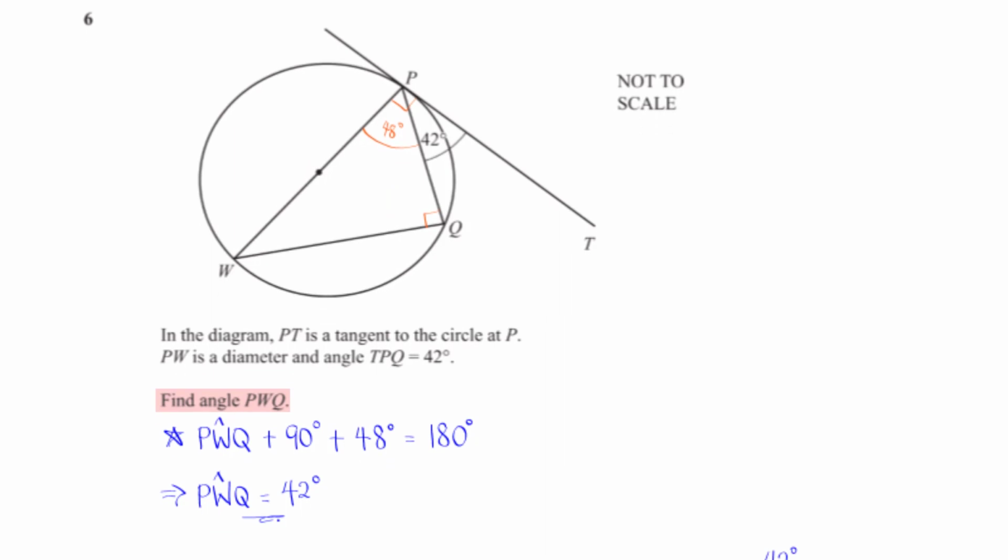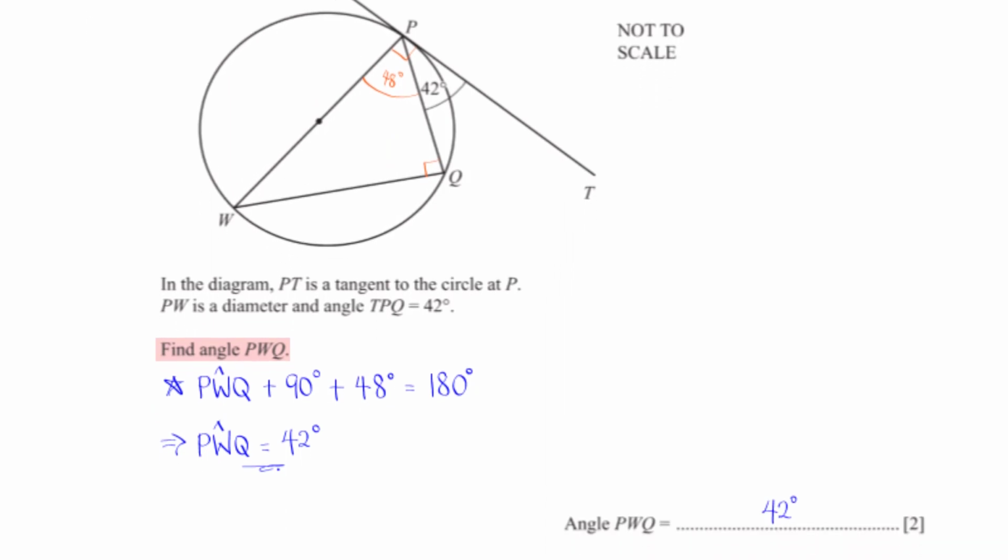Angles in a triangle add up to 180 degrees. So angle PWQ plus 90 degrees plus 48 degrees equals 180 degrees. When we subtract the sum of 90 degrees and 48 degrees from 180 degrees, we get the angle PWQ as 42 degrees.